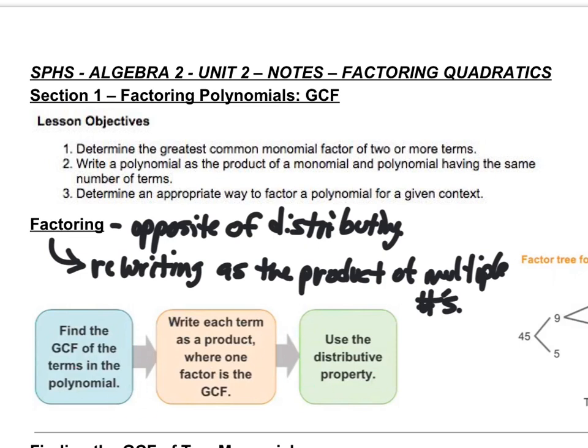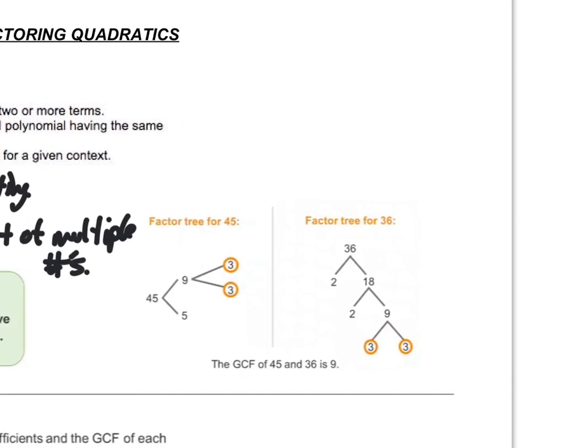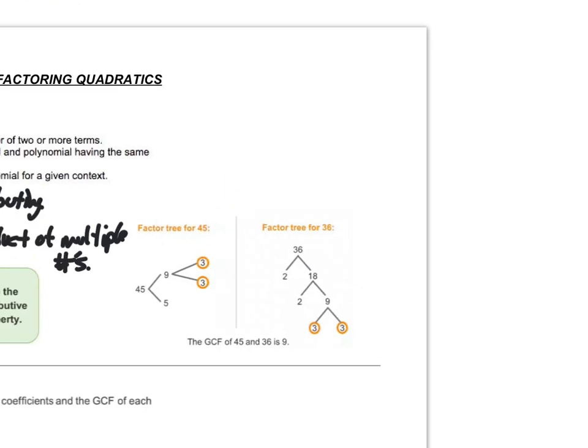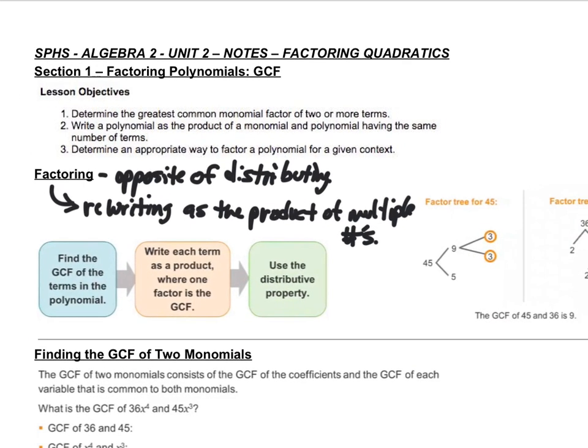Okay. And so, we have this little thing here that kind of just tells us about factoring, and it says, find the greatest common factor of the terms in a polynomial, write each term as a product where one factor is the greatest common factor, and then use the distributive property, okay? So before we do anything, we do want to talk about factor trees and finding the greatest common factor of two numbers, okay? Remember that factoring is the opposite of distributing.